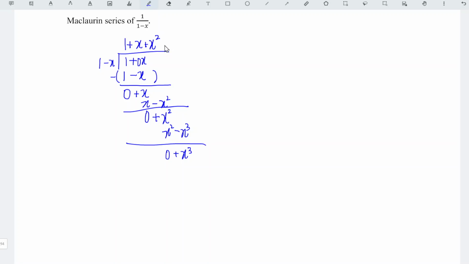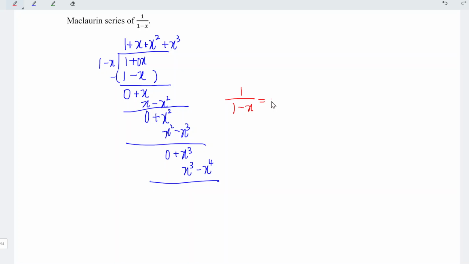The next term is supposed to be x cubed times 1 equal to x cubed. x cubed times minus x to the power 4, and so on. From here, we can see the pattern, which means that we can simply build the Maclaurin series now. 1 over 1 minus x is simply equal to 1 plus x squared plus x cubed plus x to the power 4 plus x to the power 5 plus x to the power 6 and so on.